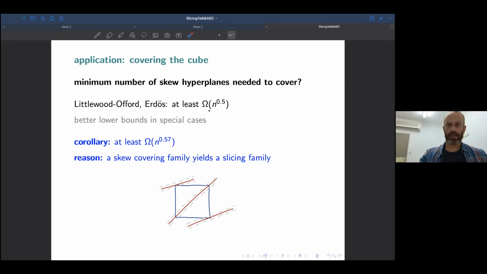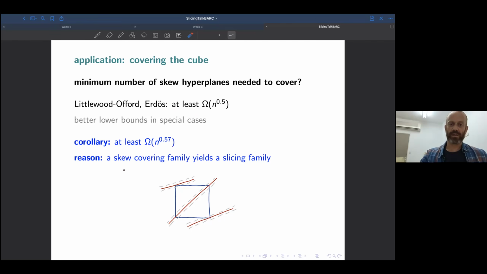So again, a lower bound of square root of n was known for this problem. Littlewood and Offord studied this question in the context of number theory, and later Erdős improved their results. A corollary of the theorem I just described is that also for this problem, the same lower bound holds. So it's an improvement over this lower bound.